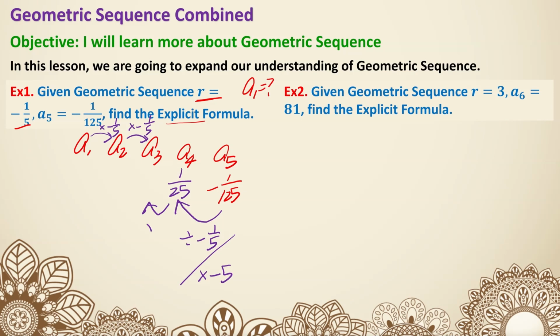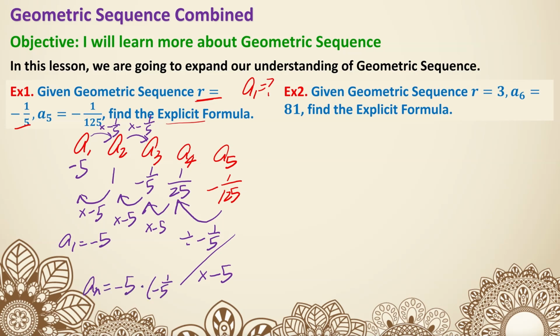Then we're going to do the same thing times a negative 5, and that is going to be a negative 1/5. Go back again times negative 5, and that's going to be a positive 1. And then go back again times negative 5. That's going to give us a negative 5. So a sub 1 is negative 5. Now we can actually use a sub 1 and r to write the explicit formula. A sub n equals negative 5 times parentheses negative 1 over 5 to the n minus 1 power.